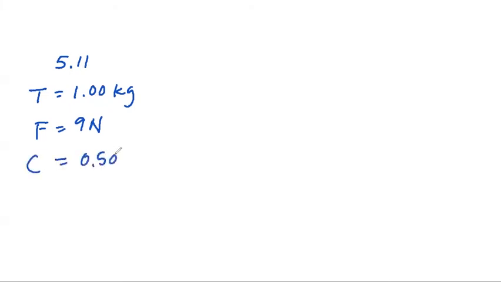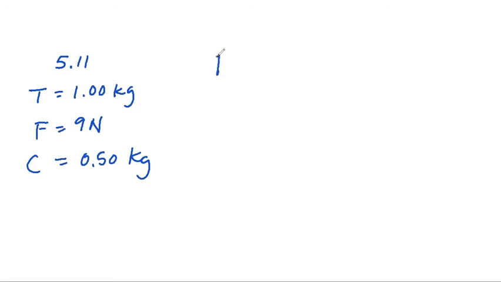5.11 is called two bodies with the same acceleration. It says you push a 1.00 kilogram food tray with a constant 9 newton force. So F equals 9 newtons. The tray pushes a 0.50 kilogram milk carton, so the carton equals 0.50 kilograms. Find the acceleration of the tray and the carton and the horizontal force that the tray exerts on the carton.